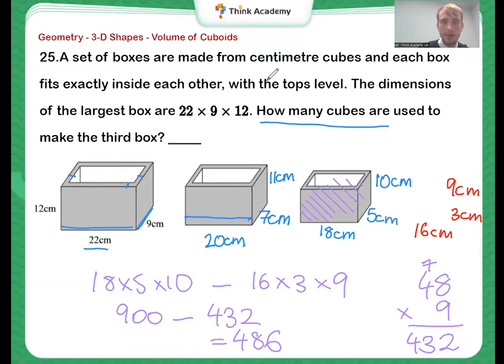Why are we subtracting it? Why are we subtracting? Okay, good question.